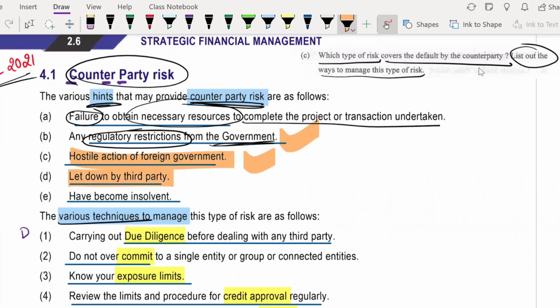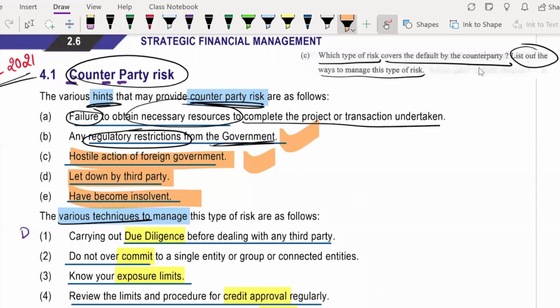Third is being let down by the third party. That is, the third party itself is directly letting you down. There is no other person involved, but the counterparty itself lets you down and does not honor their obligations. And the final one is that the third party has become insolvent. After that, what are you going to do? The person you are doing business with is not there now, or is completely insolvent. So that is another counterparty risk. So these are the hints that may indicate counterparty risk.